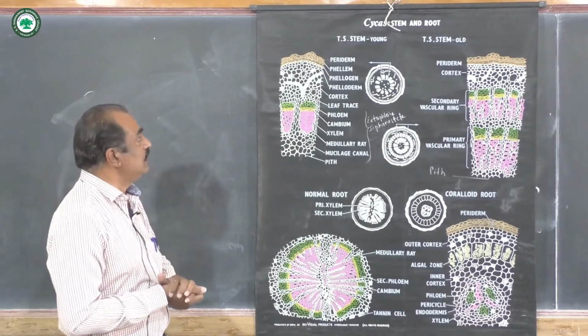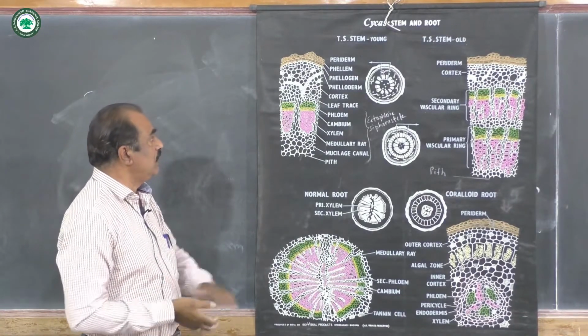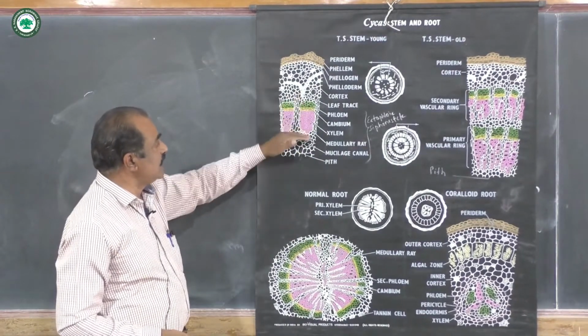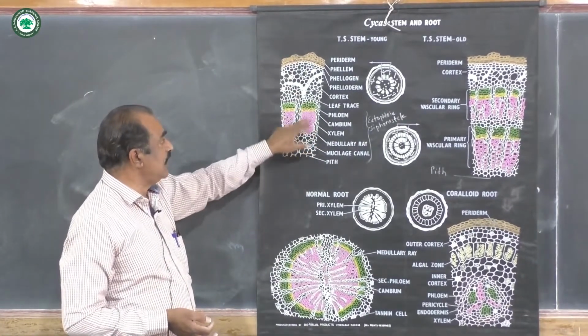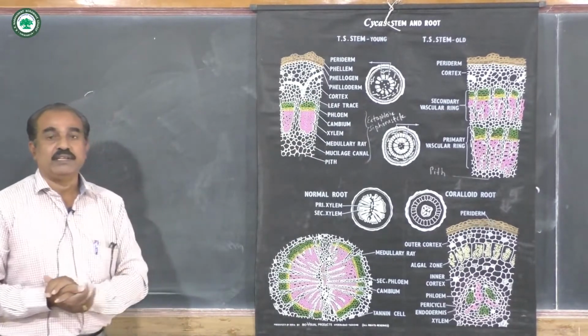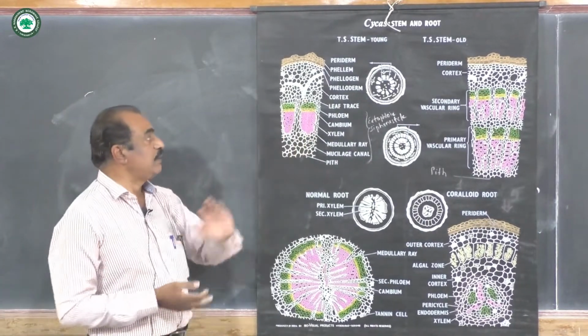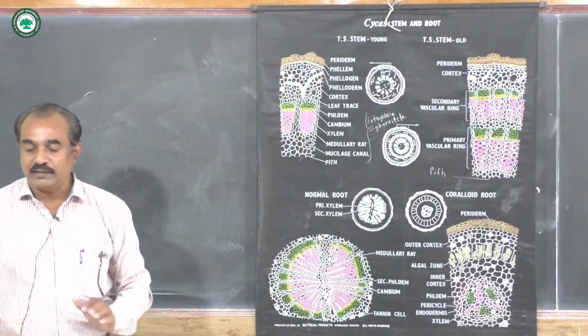Now inside this there is the vascular bundle. Now this is the leaf trace, and inside this there is the vascular bundle, and this is the phloem, and this is the xylem, and in between phloem and xylem there is the cambium. So this type of vascular bundle is called conjoint, collateral and open.